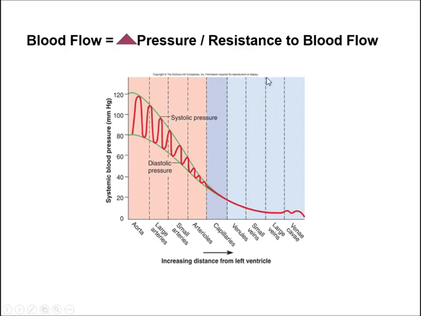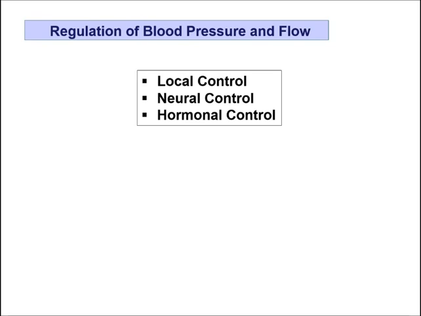And so we're going to look at some other types of influence on pressure and flow, and that would be the regulatory influences. Okay, we're going to talk about the regulation of blood pressure and flow. And as you can see, there's three main categories that we're going to discuss where we'll see significant influence in the flow of blood and blood pressure. So that would be local control, neural control, and hormonal control.